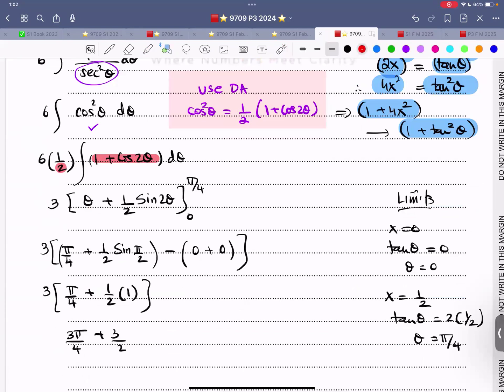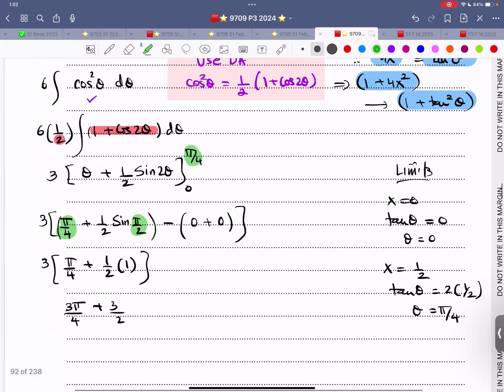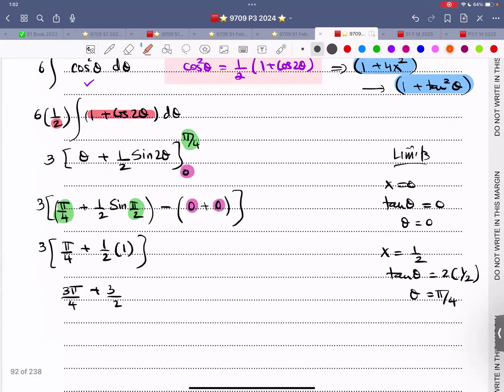Plug in the upper limit. So now let me plug in the upper limit, which is pi by 4. Hold for a second. So the upper limit is this thing, which is pi by 4. That is plugged in over here. And the lower limit is this thing, which is 0. That is plugged in over here. Now, one last thing. That was this thing, the limits. The original limits were 0 for x. Tangent theta is 0. Therefore, theta is 0. And the original limit for x was half. Tangent theta is 2x. So therefore, tangent theta is 1. Theta is pi by 4.